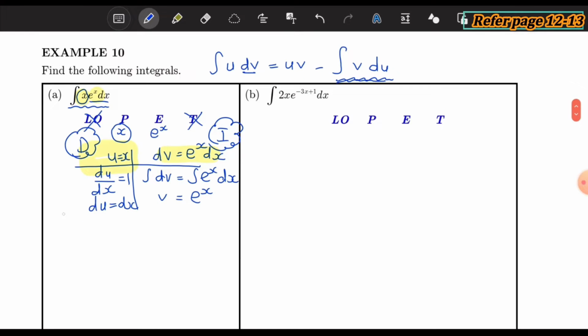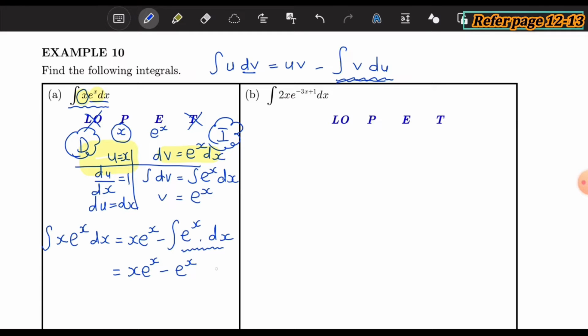Now, we apply the formula. So, integral of x e^x dx equals uv, so x e^x, minus integral of v du. v is e^x and du is dx. We state the function all in terms of x. And now, we copy the uv part, x e^x, and then minus the integral of e^x, which is e^x divided by 1, or e^x only. And we need to write plus c. Okay, so this is the step for the by parts technique.